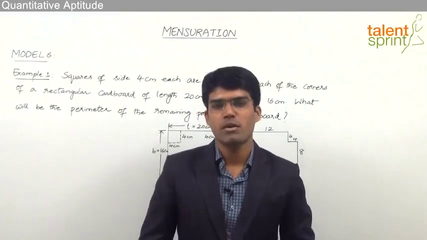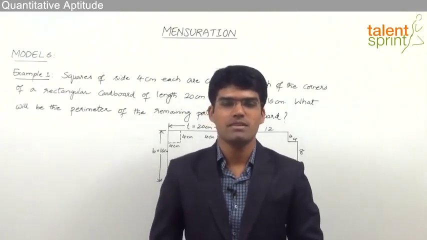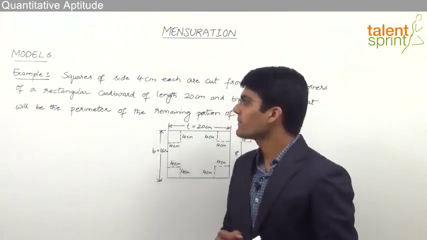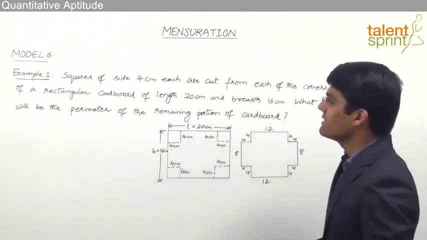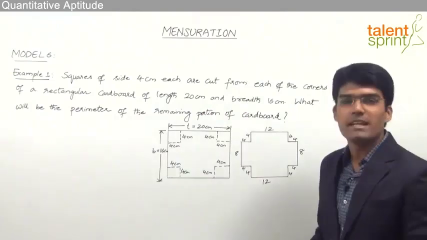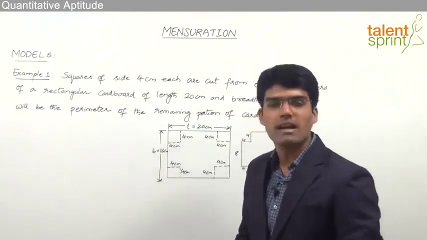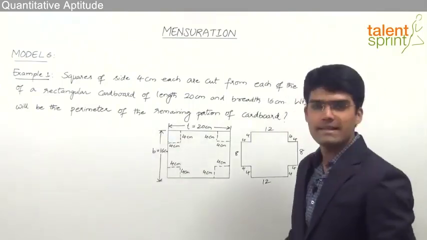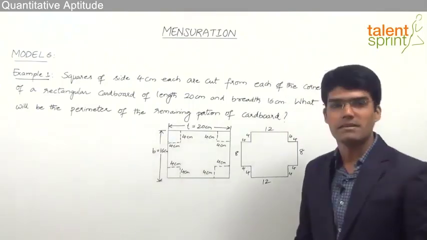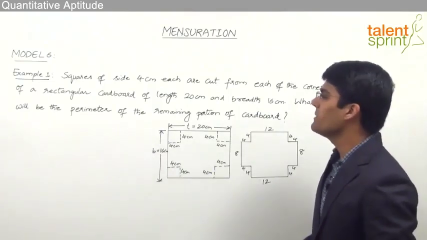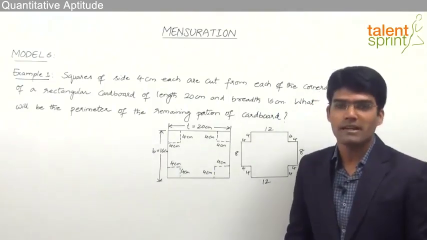Let us now take the sixth module from this topic of mensuration, where we shall discuss some typical questions. Now the first example here says, squares of side 4 cm each are cut from each of the corners of a rectangular cardboard of length 20 cm and breadth 16 cm. What will be the perimeter of the remaining portion of the cardboard?